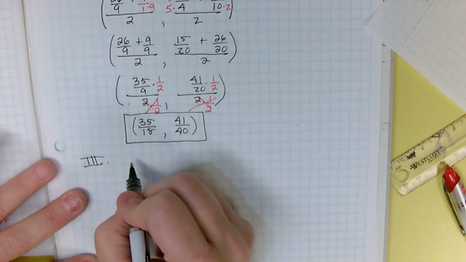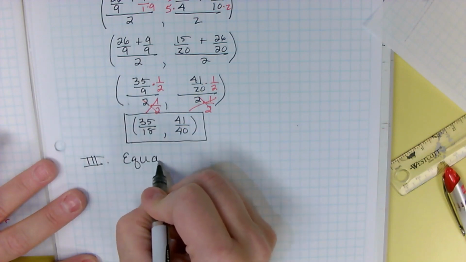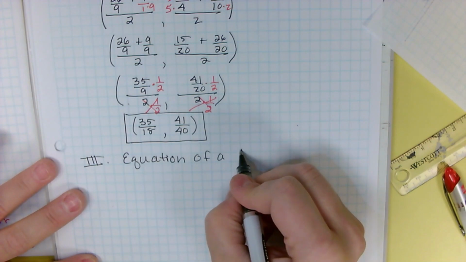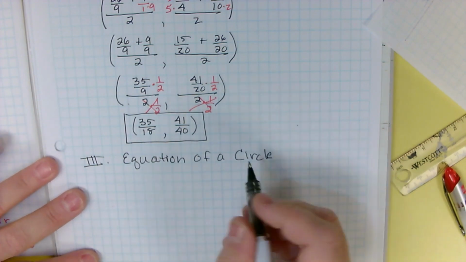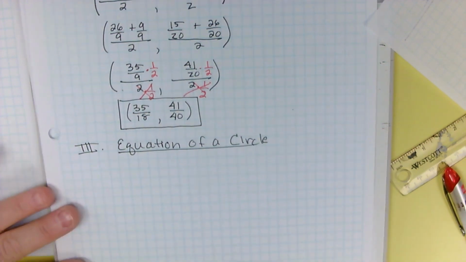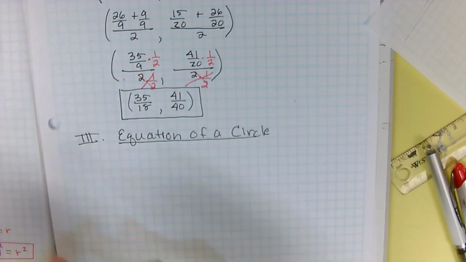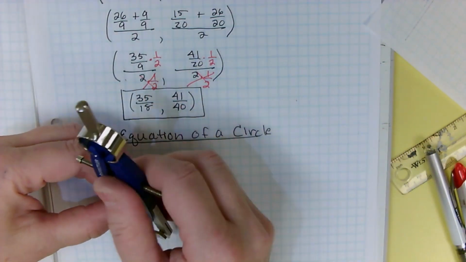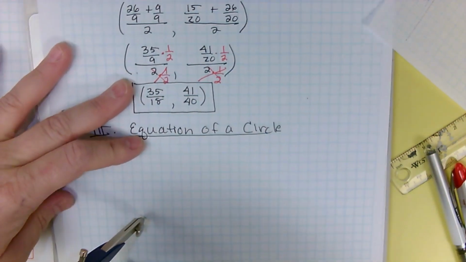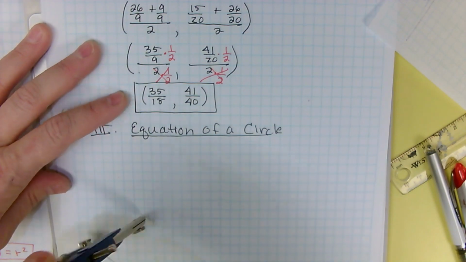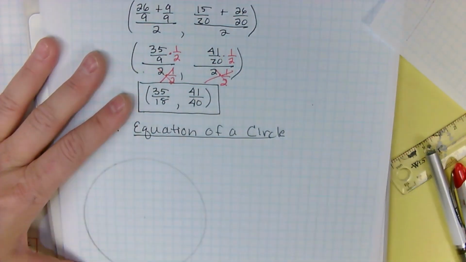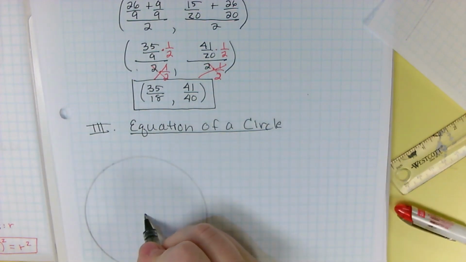Okay, Roman numeral 3, we're going to do the equation of a circle. And I'm going to use my compass to draw a circle. You can use a juice lid or a roll of tape, whatever you need to get you a circle.